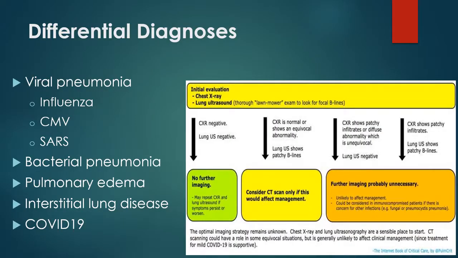So the conundrum here, obviously, is that there's a lot of other rule-outs that you have to go through in the patient with COVID-19, given the presentation. Viral pneumonia, influenza, CMV, SARS, bacterial pneumonia, pulmonary edema, interstitial lung disease, and then COVID-19. So the initial evaluation occurs where you have to do a chest x-ray, lung ultrasound, maybe a trip to the CT scan if you think it would affect the management, maybe even no imaging at all, depending on what you find. So it's a very difficult pathway to get. So a lot of what the decision making comes down to is what you're comfortable with and what you're going to find with ultrasound.